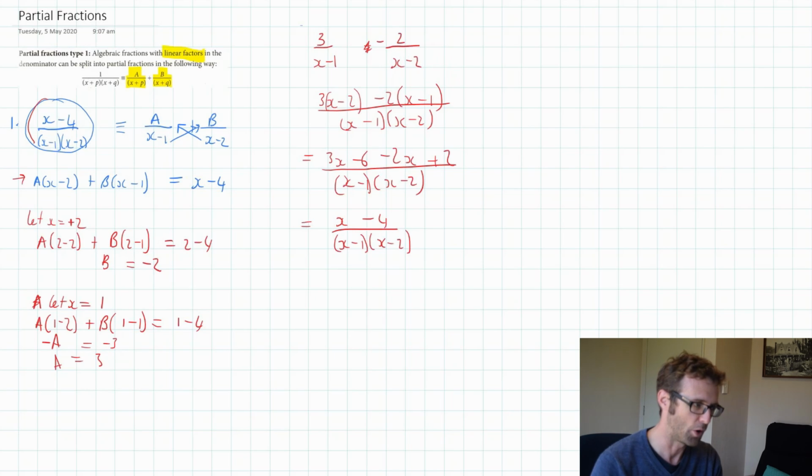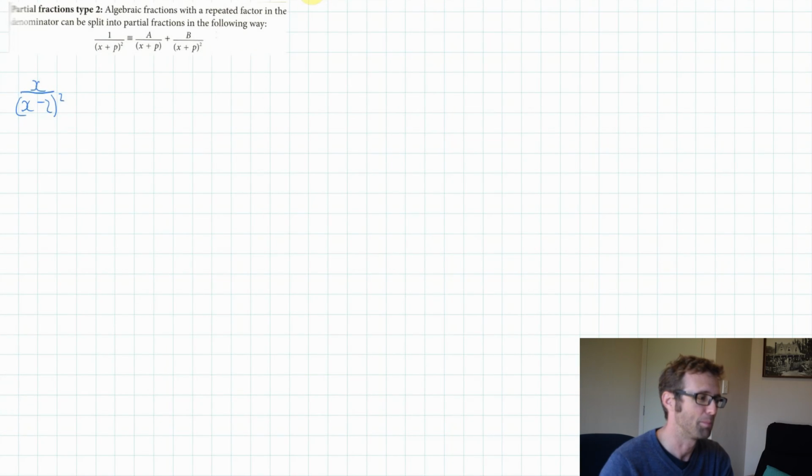Now let's move on to another type of partial fraction. Okay, here's another example. This is question 1 from exercise 7B. Now this is where we have a repeated factor in the denominator. So we can split it. So in this example we've got 1 over x plus p squared, and we split that into a over x plus p plus b over x plus p squared.